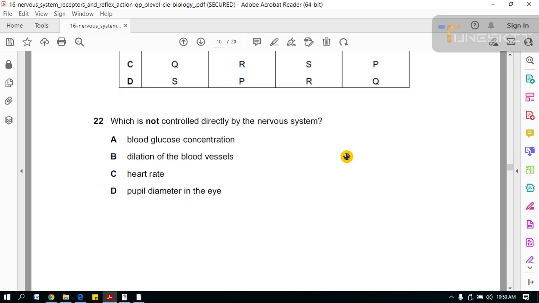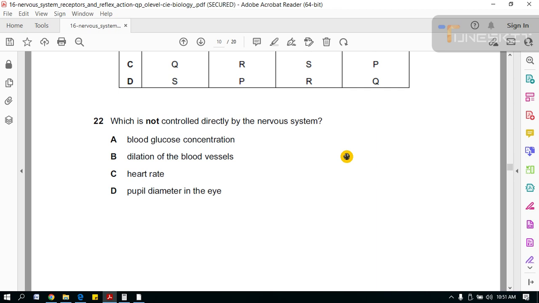Which is not controlled directly by the nervous system? Blood glucose concentration, dilation of the blood vessels, heartbeat, pupil diameter in the eye. So which is not directly controlled by the nervous system? Yes, which one?